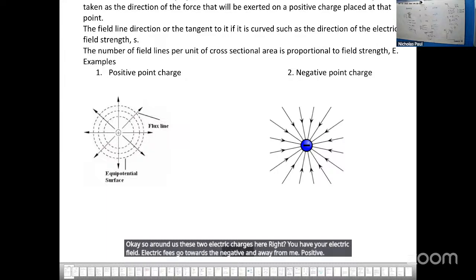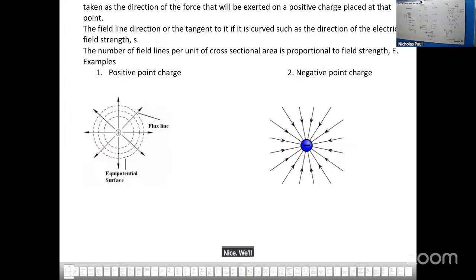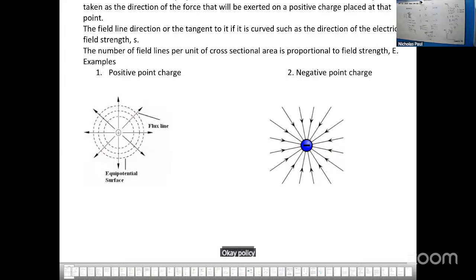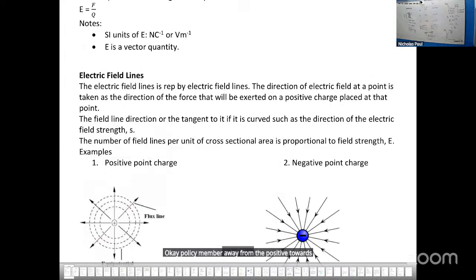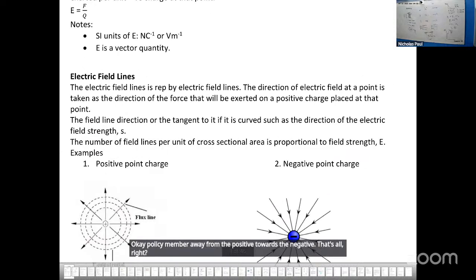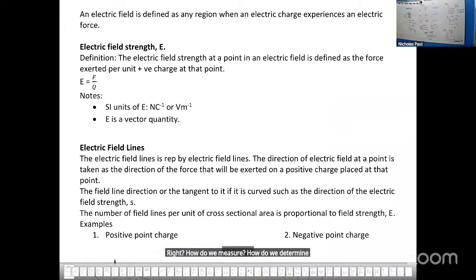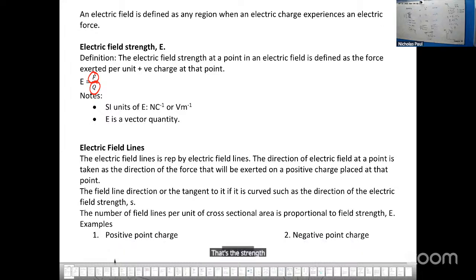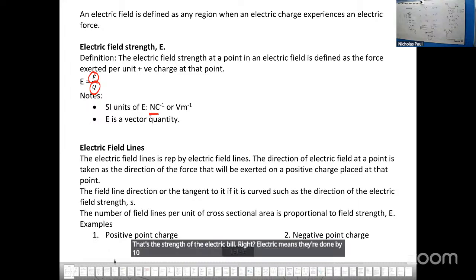How do you work out the direction? Real simple. Place a positive charge in the electric field, and the direction that the positive charge will move is the direction of the electric field. Always remember, away from the positive towards the negative. That's all. How do we determine the strength of an electric field? Well, the force exerted per unit charge. That's the strength of the electric field. Electric field strength is given in newtons per coulomb or volts per meter.